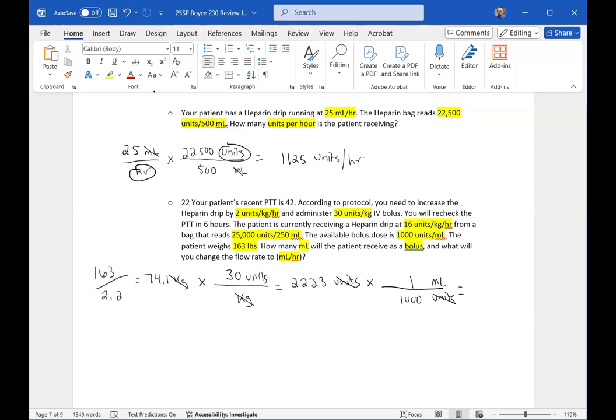Now what we're going to get is our final answer of 2.223. So we're just going to say 2.2 ml. So that's how much you would give this patient based off of their weight and off of the order listed there.